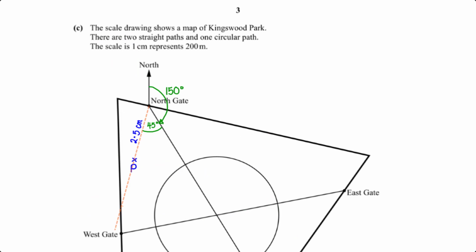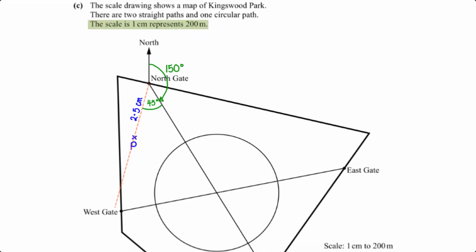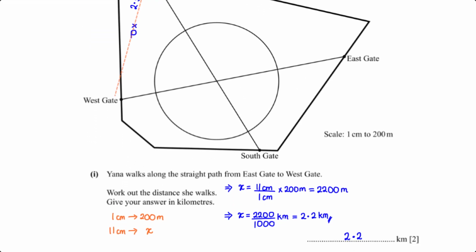The scale drawing shows a map of Kingswood Park. There are 2 straight paths and 1 circular path. The scale is 1 centimeter represents 200 meters. Yana walks along the straight path from East Gate to West Gate. Work out the distance she walks. Give your answer in kilometers.